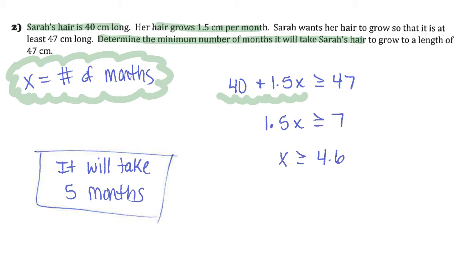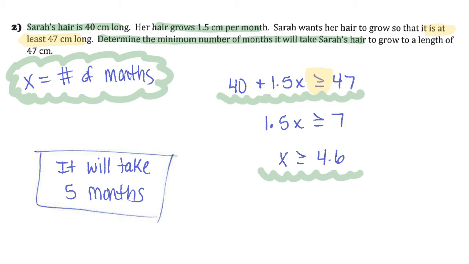Now notice it says she wants her hair to grow so that it is at least 47 centimeters long. And that word at least means inequality. So I'm going to go with the greater than or equal. So at least means like the very minimum, if not bigger or more than that. So we want that 40 plus 1.5x to be bigger or exactly equal to the 47. Okay, so make sure you have that inequality with the correct inequality sign.